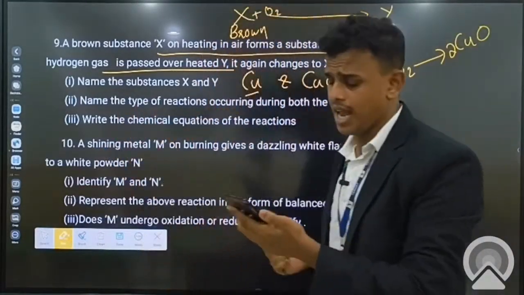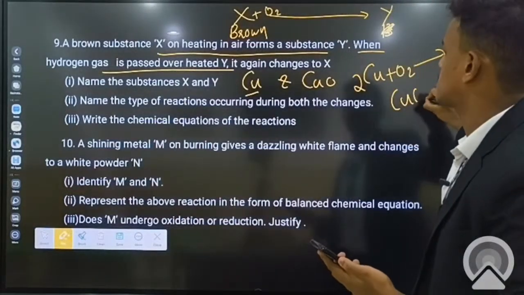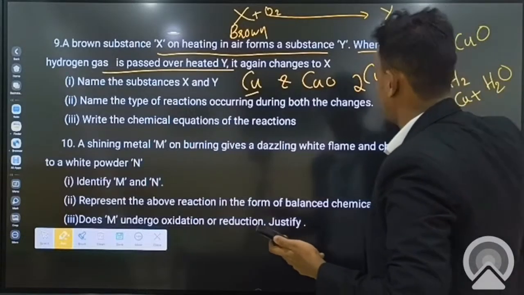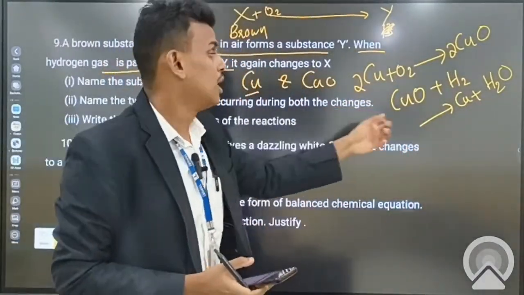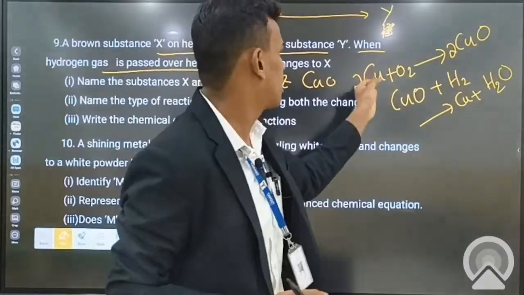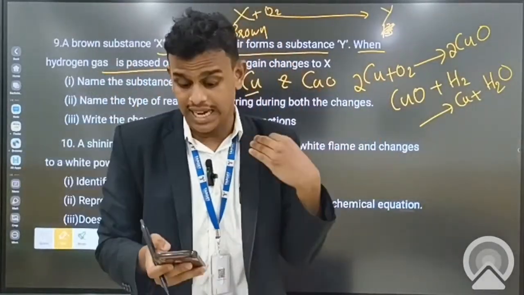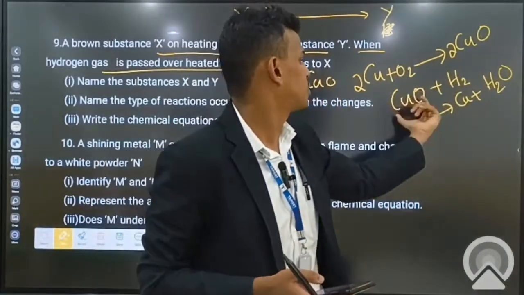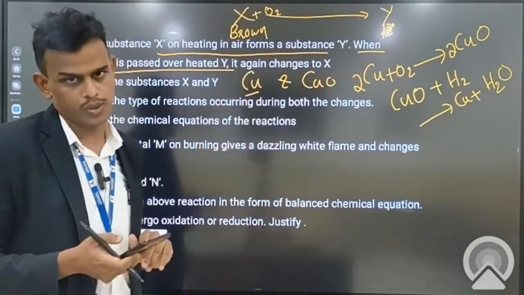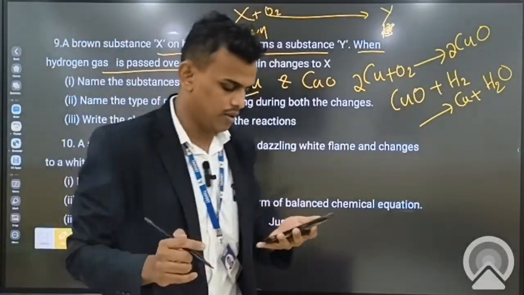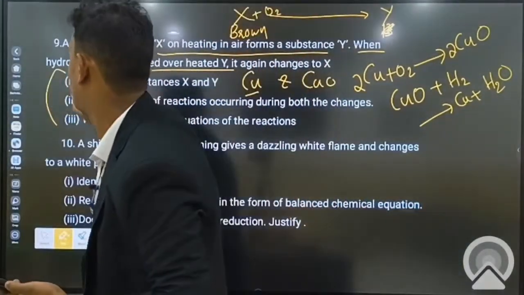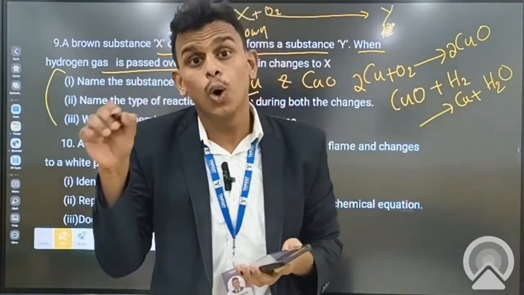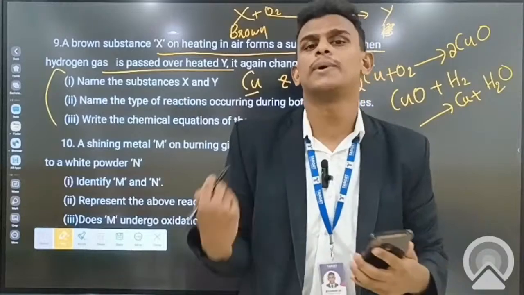Okay. Name the type of reaction occurring. So when you keep copper oxide plus hydrogen, what happens? You will get Cu plus H2O. So this is the complete reaction. The first reaction is an oxidation reaction, correct, addition of oxygen. The second reaction is a redox reaction. Oxidation is happening, right? In H2, oxygen is added. In the case of CuO, oxygen is removed. So it is redox. Okay. So this is quite a variety question, not a repeated question. So you should refer to that reaction. CuO plus H2 gives Cu plus H2O.